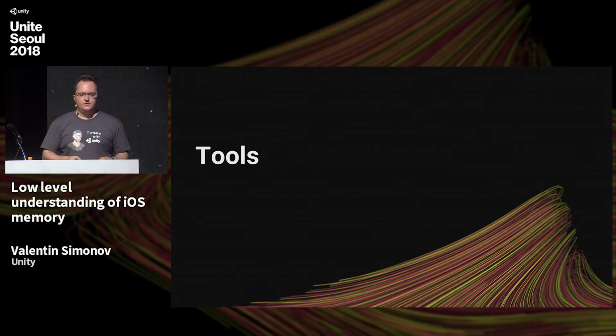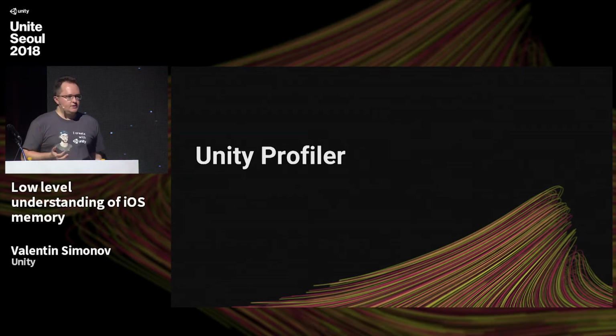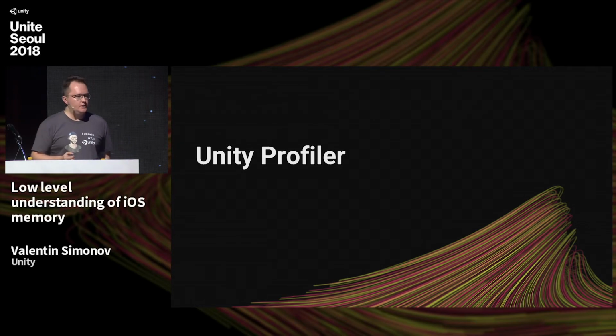So let's see what values we can get from the tools, and try to see what kinds of memory they are showing. As already mentioned, Apple provides really great tools, and Unity provides tools which are easier, but also very good, and they all show slightly different things. The first one is probably the easiest. It comes with Unity, it's the Unity Profiler.